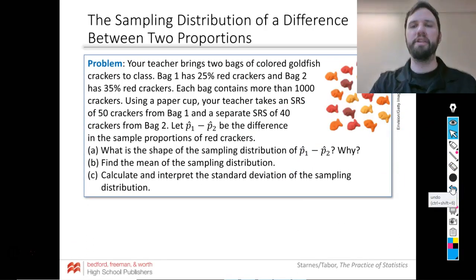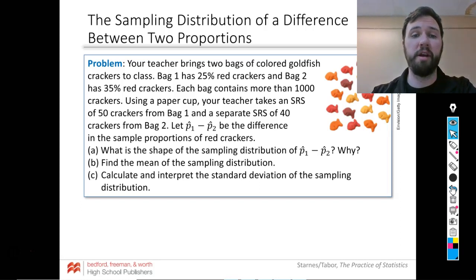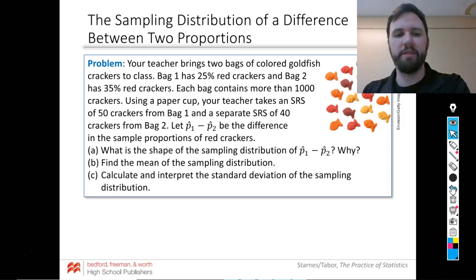So, your teacher brings in 2 bags of colored goldfish crackers. Bag 1 has 25% red crackers, bag 2 has 35% red crackers. Each bag has more than 1,000 crackers. Using a paper cup, you take a simple random sample of 50 crackers from bag 1 and a separate simple random sample of 40 from bag 2. Let p1 minus p2 be the difference.